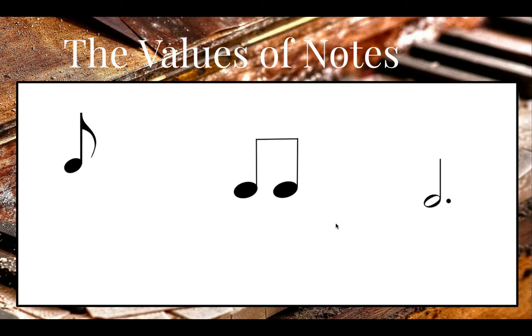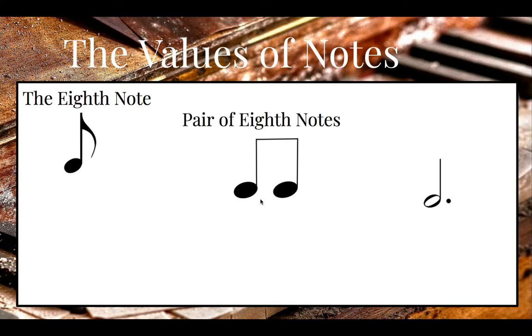Now, these notes look a little bit more strange than the other ones. This one is called an eighth note. This one is a pair of eighth notes, so 2 of these. And you can tell what it is because this little flag here has actually gone straight over here to make a pair of them. And then this, what looks like a half note with a dot, is called a dotted half note.